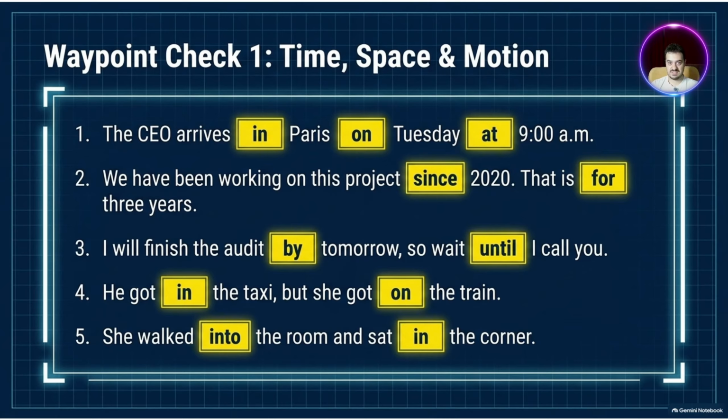So we use the preposition on. Number 5, she walked into the room and sat in the corner. We use the word into because it's a closed space and you want to show motion into that space. And she sat in the corner. We use the word in because a corner is also bordered or bounded.